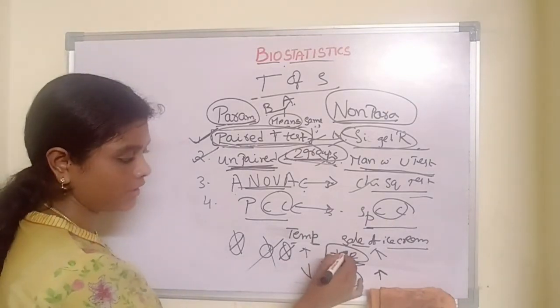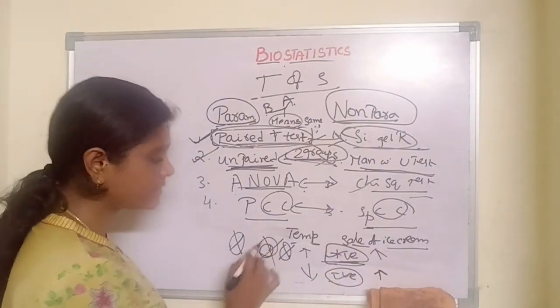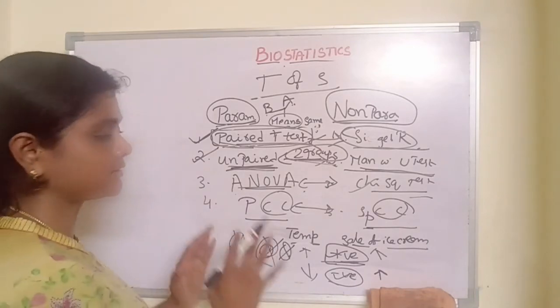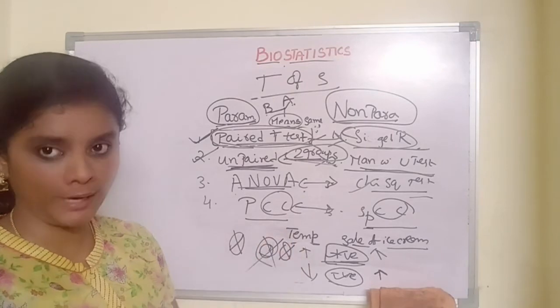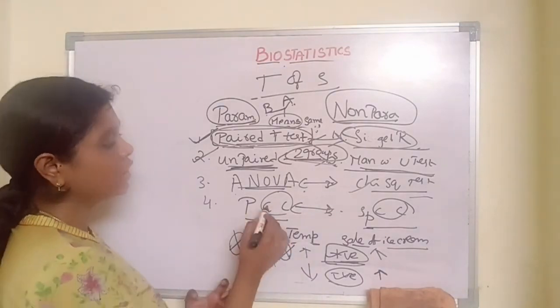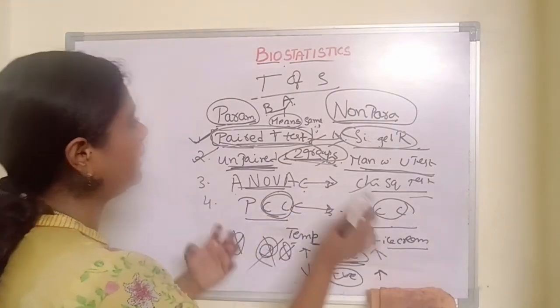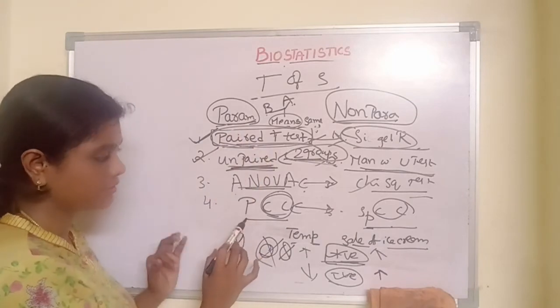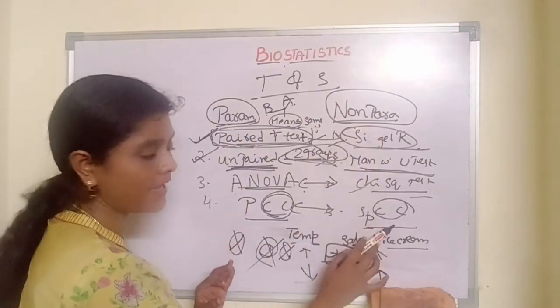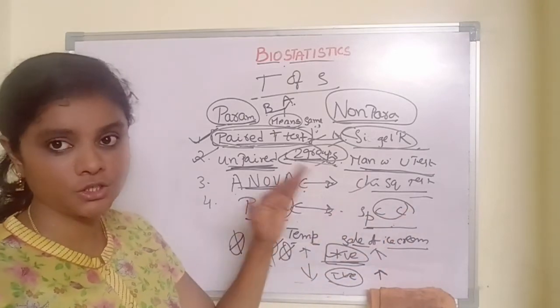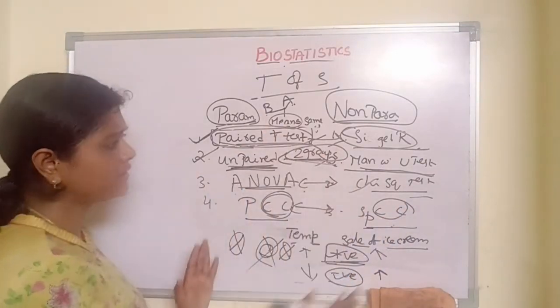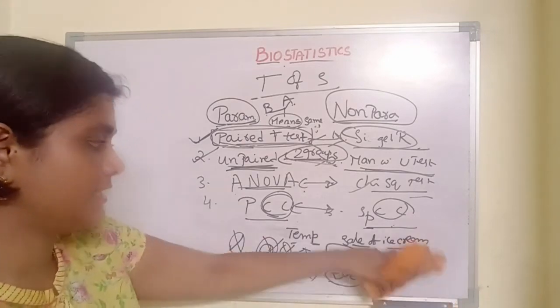So positive correlation, negative correlation, zero correlation. This expression of the relationship between the two entities is given by the correlation coefficient. If it is parametric, it is Pearson correlation coefficient. If it is non-parametric, it is Spearman's correlation coefficient. So these are the tests of significance.